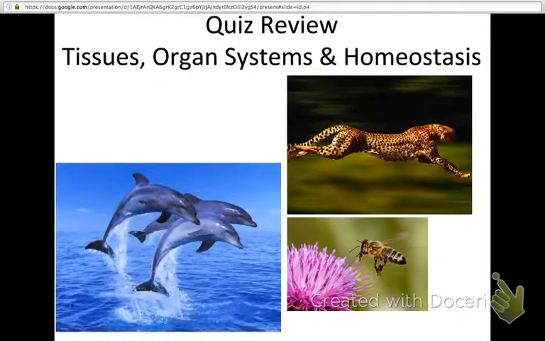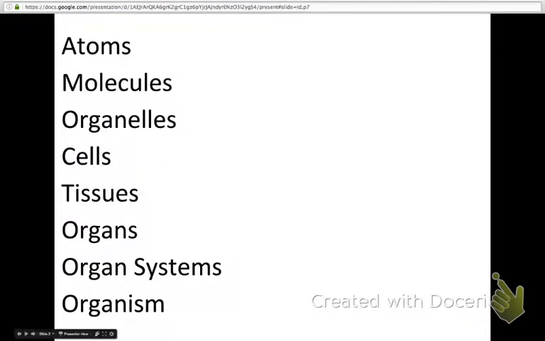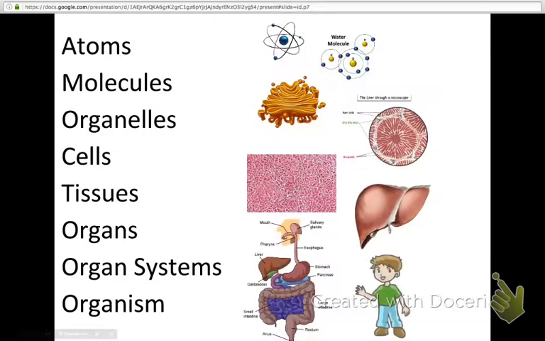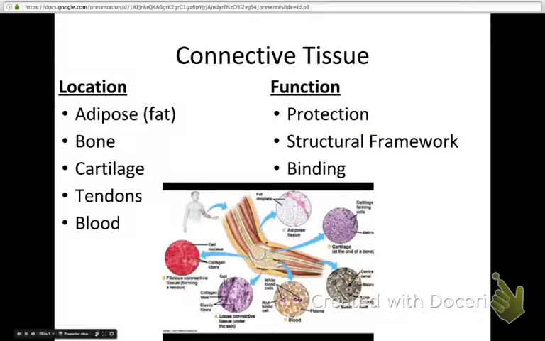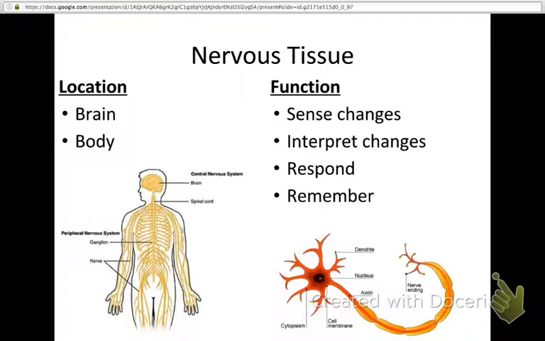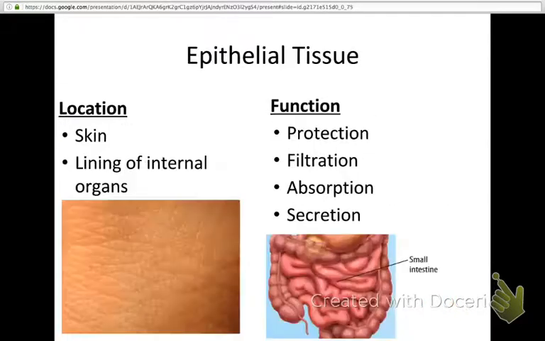Alright, so to start off with, this is the order of organization in living organisms from smallest to largest. And then there's 4 types of tissue. So running through these, you have connective tissue, epithelial tissue, muscle tissue, and nervous tissue. So those are the 4 types.